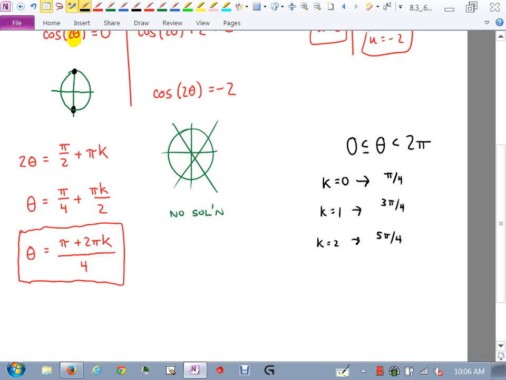You can kind of see the pattern, right? It's going up by 2 pi each time. Next one should be what? 7 pi over 4. Does that work? Yes. 9 pi over 4. Does that work? No. That one got past 2 pi. Plug in some negatives. They're not going to work. So if I asked you for the answers between 0 and 2 pi, you would have 4 of them, wouldn't you? Pi over 4, 3 pi over 4, 5 pi over 4, 7 pi over 4.